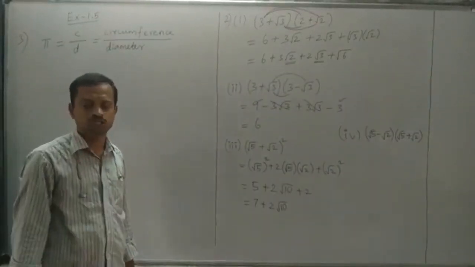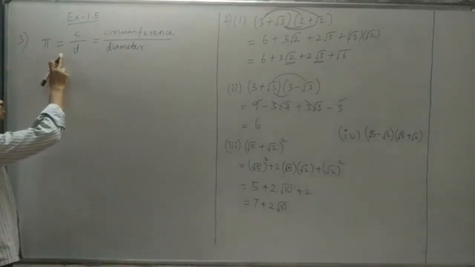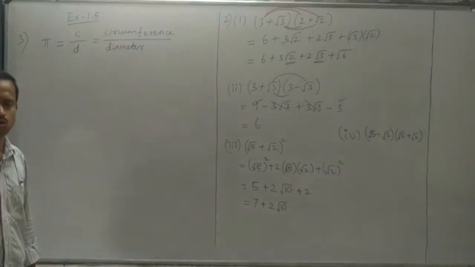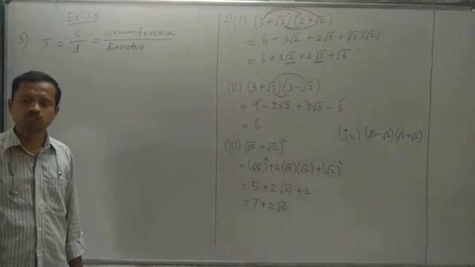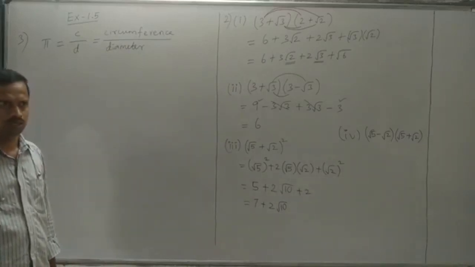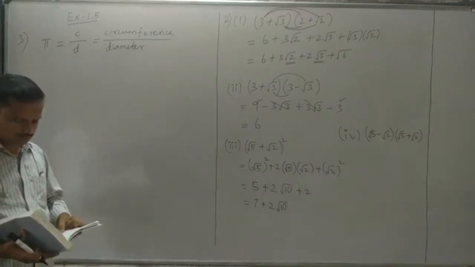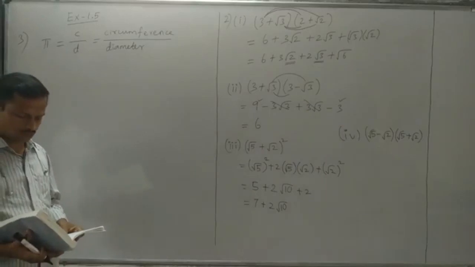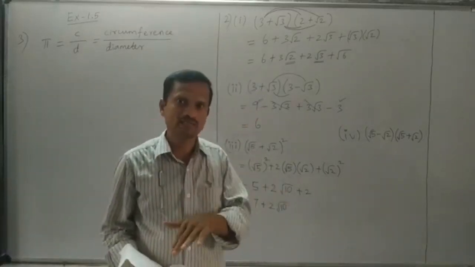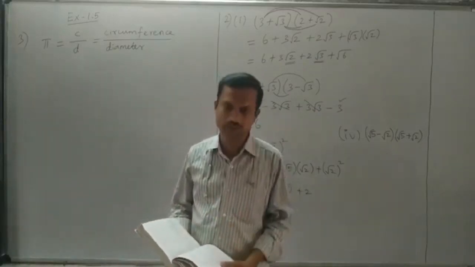And now coming to the question number 3. Pi equal to c by d, where c is circumference, d is diameter. And we also know that pi is nothing but the ratio of circumference to diameter of any circle. And they are asking the question: this seems to contradict the fact that pi is irrational. And we have to resolve this contradiction.